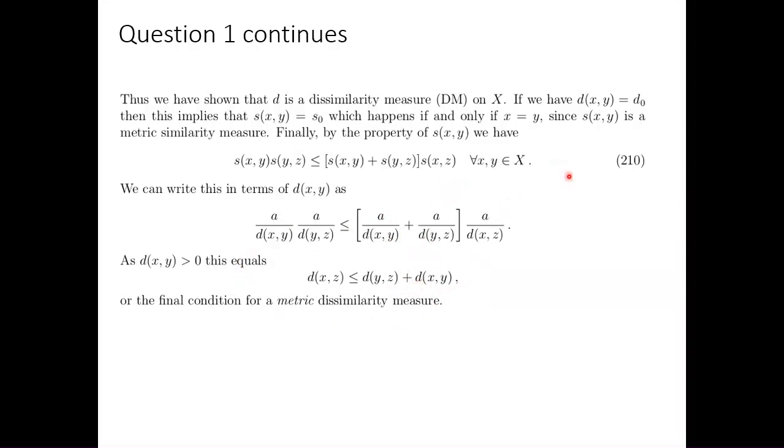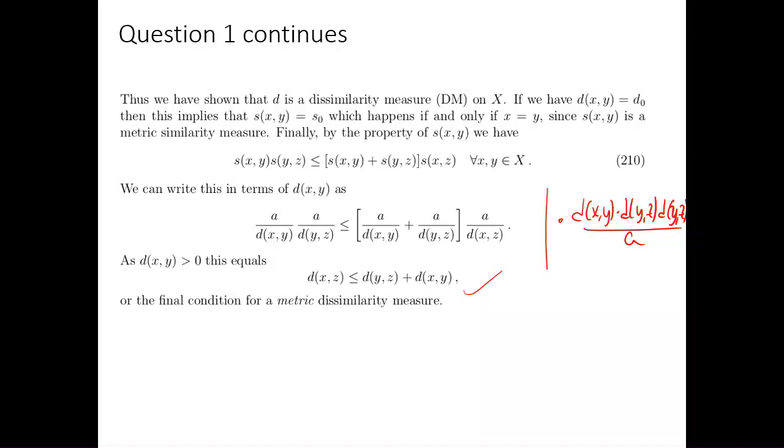So actually, it's one step from here to here. You just multiply by, let me write it down, multiply by dxy times dyz times dyz, right? So if you multiply both sides with that and divide by a, they're all positive, so it's legitimate, the sign doesn't change. You end up with the triangular inequality, and that's it. Good.